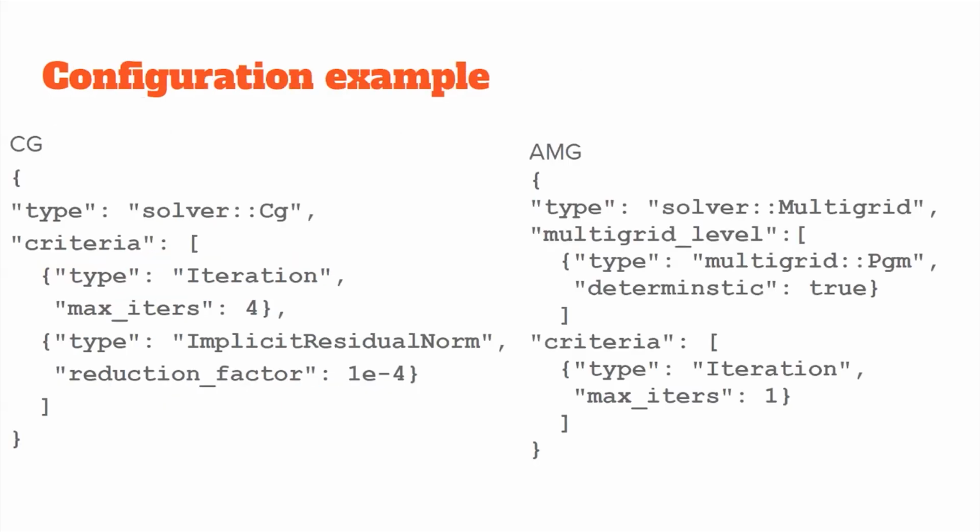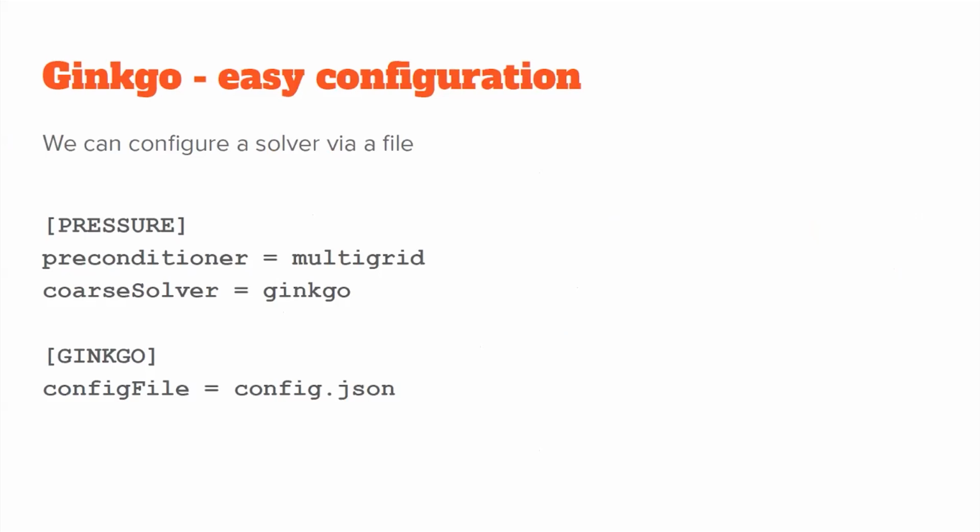For example, on the left side is the conjugate gradient, and I want to run up to 4 iterations, or if it reaches 10 to the power -4 in the residual norm reduction, it stops earlier. Or for another one, we can have the multigrid with a different coarse solving method and just run 1 iteration here. So in practice, you just need to switch the config file from NekRS, and then you can try different solvers easily without recompilation.